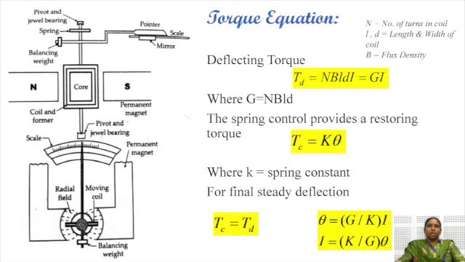For this, the torque equation: first finding the deflecting torque TD, which is NBIdI, which is equal to GI, where G is equal to NBId. The spring controlled torque provides a restoring torque, TC equals K theta. Equating the deflecting torque to the spring torque, TC equals TD. Upon equating both torques, we find theta equals G upon K into I. So, I is proportional to K by G into theta.